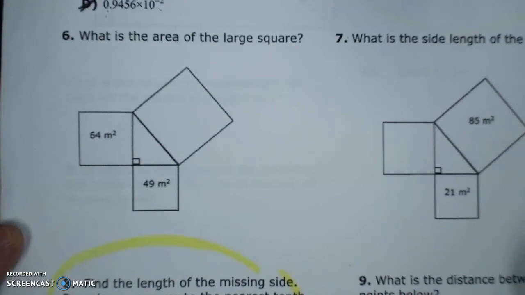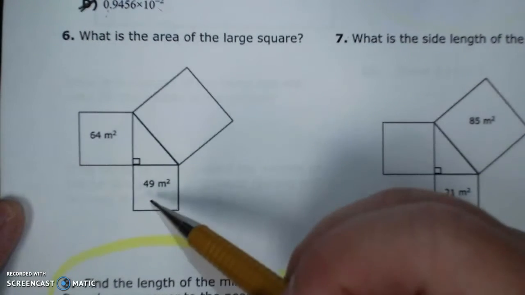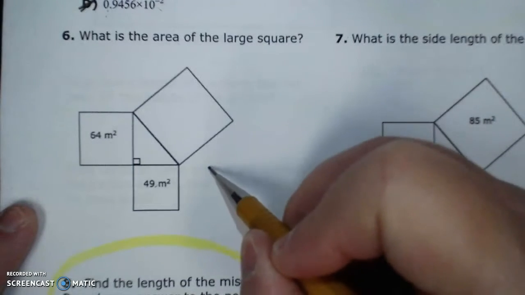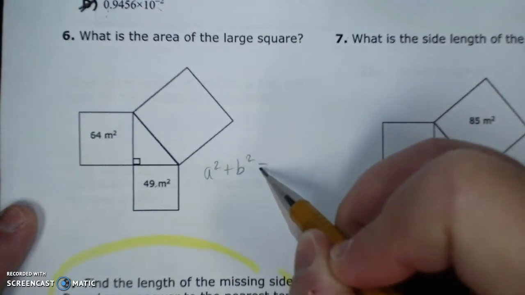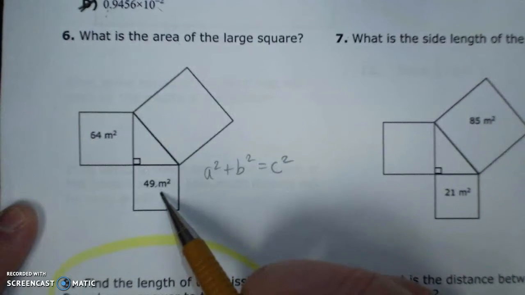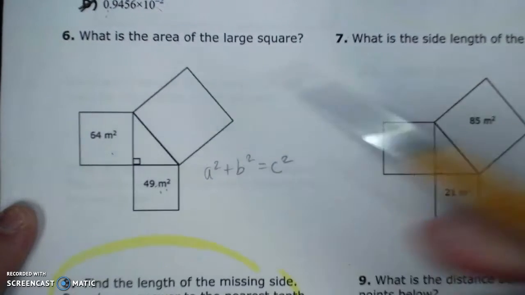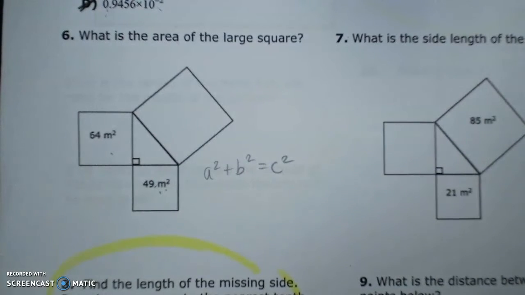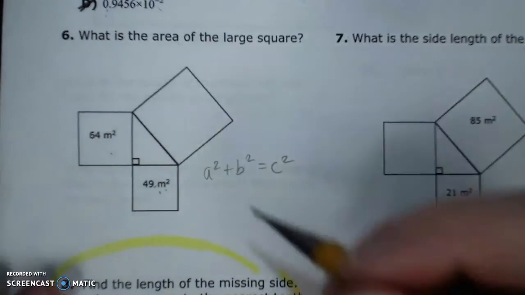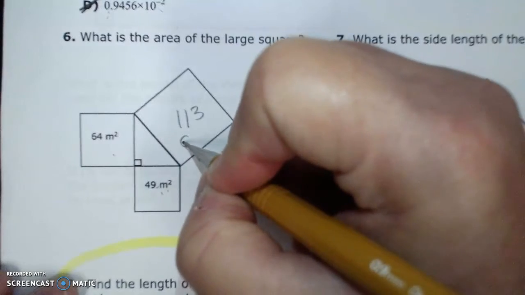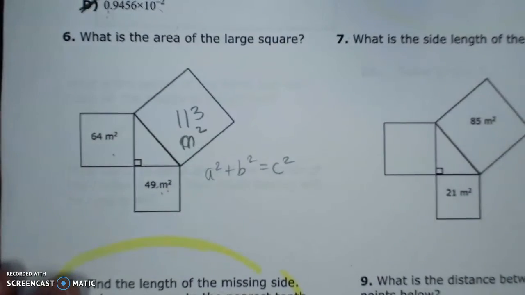What is the area of the large square? Remember, Pythagorean's theorem states that a squared plus b squared equals c squared. I have an area, which means I have units squared. So I am adding 64 plus 49, and I'm getting 113 meters squared.